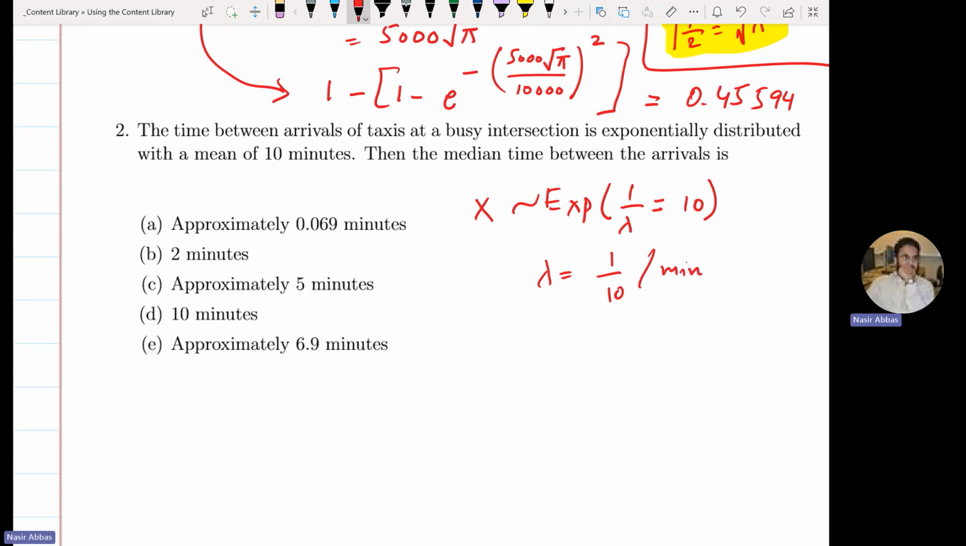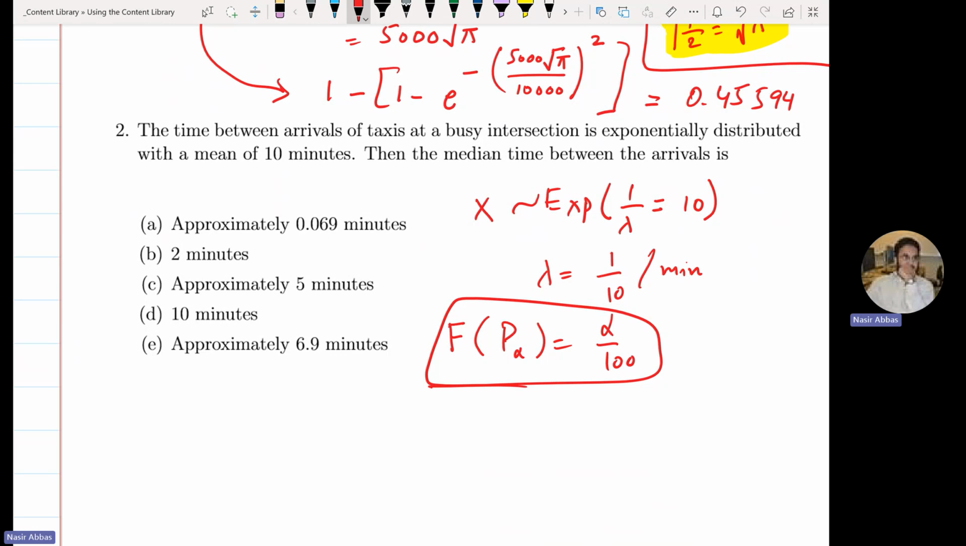1/10 per minute. Then the median is what? How do we find any percentile for any distribution? F of P alpha equals alpha by 100. Solve this equation for P alpha. So F of median equals 0.5. What is F of x for exponential? It is 1 minus e to the power minus lambda x equals 0.5. Solve this equation for m. How do we solve this equation for m?